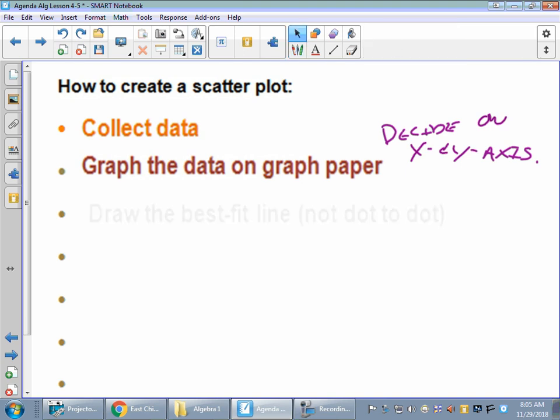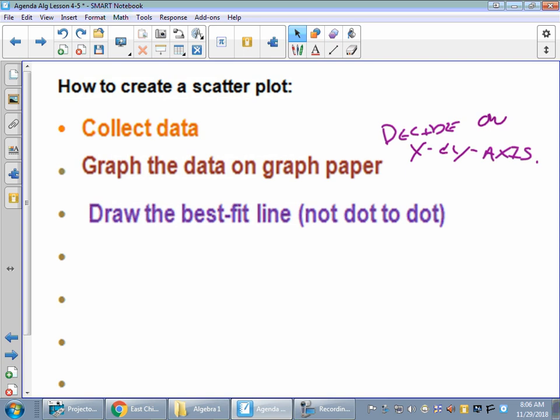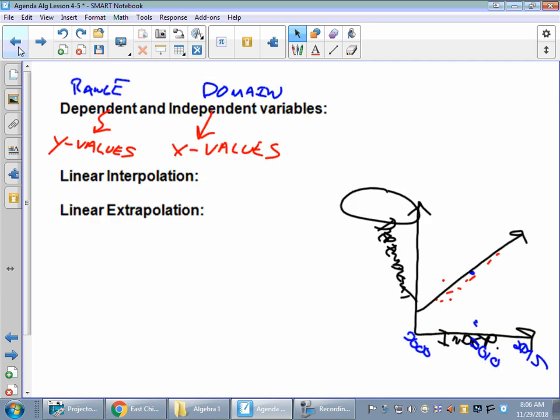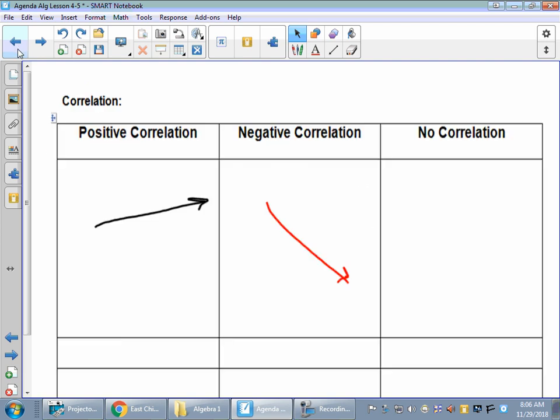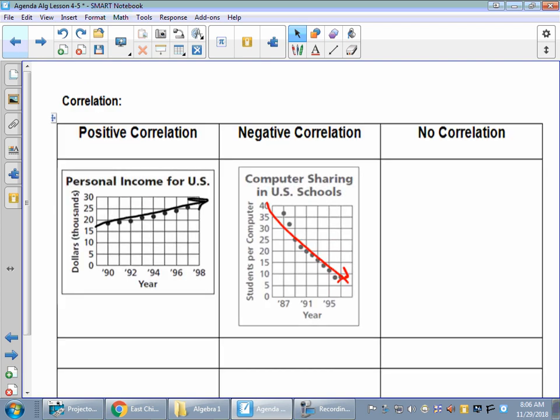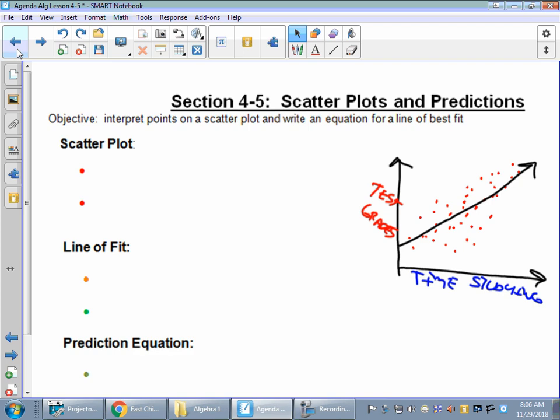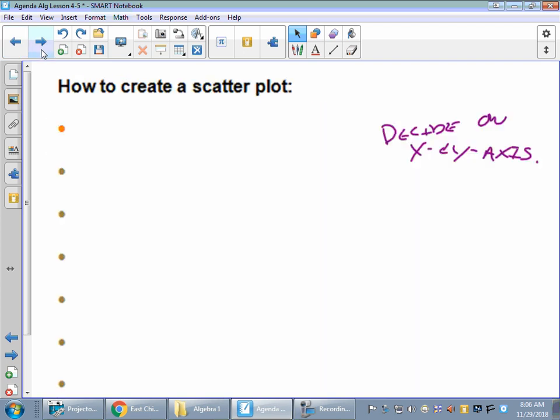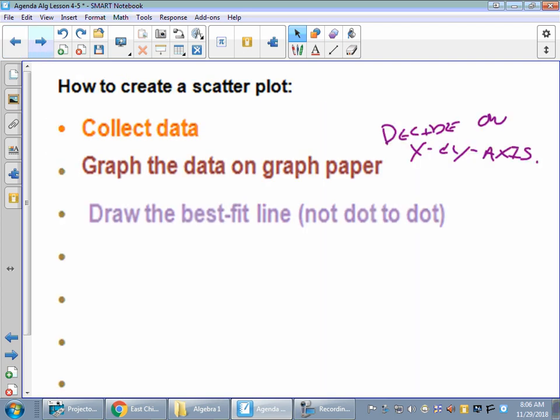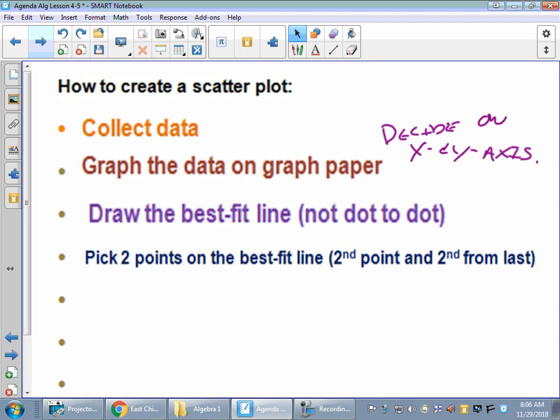Then we're going to draw the best fit line. Not dot to dot, we're going to draw the best fit line. I'll show you how to do that by using some slope and making a linear equation and being able to graph it. But we're not going dot to dot. We're going to go through the dots. As you see on, say, this one, I didn't touch every dot on this one here. These lines here did not touch every dot. And our very first one did not touch every dot. So you're not going to go dot to dot here. What we're going to do is draw the best fit lines. How are we going to do that? Well, we've got to find the slope. We're going to pick 2 points on the best fit line.